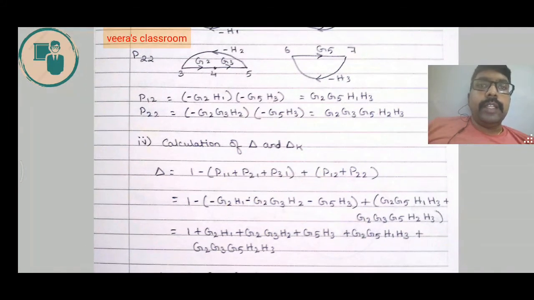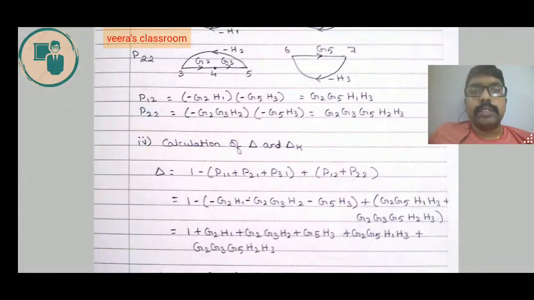The formula for del is 1 minus summation of individual loop gains plus summation of 2 non-touching loop gains. Based on the step number 2 and step number 3 data, we can substitute it here. It is 1 minus P11 plus P21 plus P31 plus P12 plus P22. The formula for del depends on the problem, because in this problem we have only 2 non-touching loops and we do not have 3 non-touching loops, so the formula is simpler. If we have 3 non-touching loops, it's going to be again plus the summation of 3 non-touching loops, and that's going to continue.